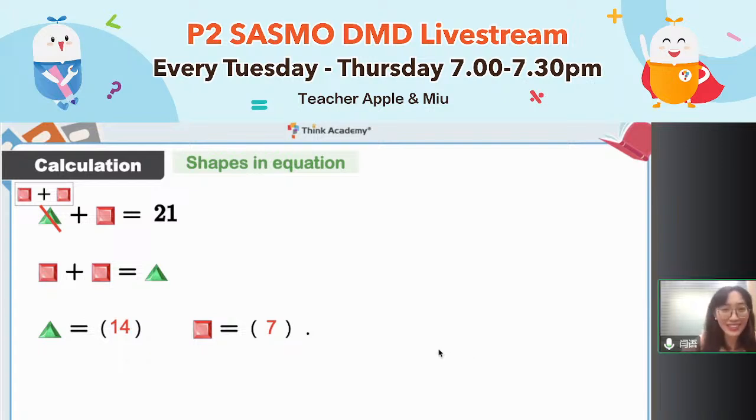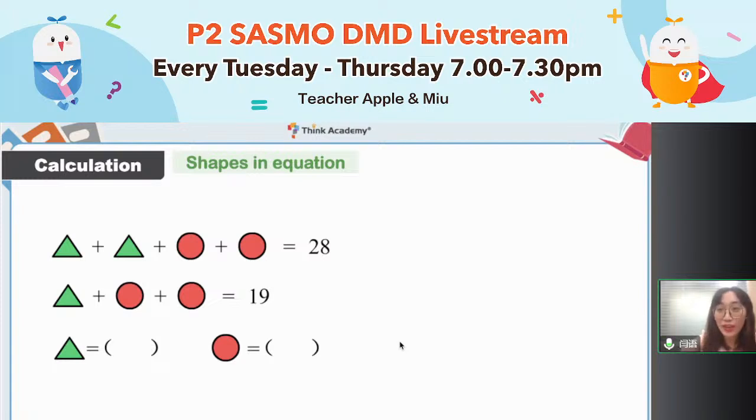Okay, good. Now, move on to a new tip. Here, look. In this question, we have 2 equations again. We have triangle plus circle equals to 28. And in the second one, we have triangle plus circle equals to 19. Okay, what is the value of triangle and what is the value of circle? Any idea?